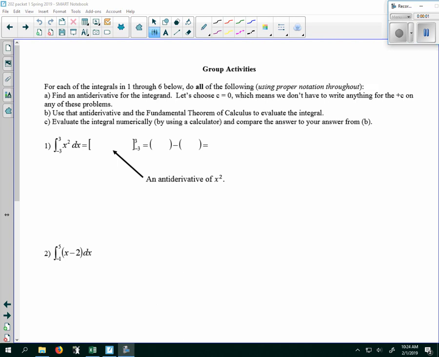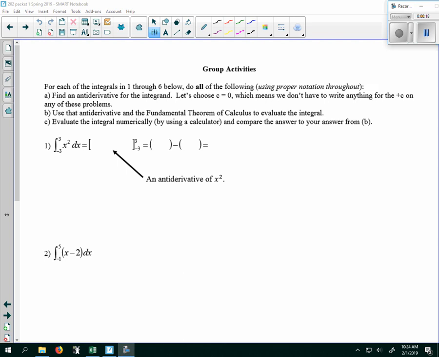For each of these integrals, we are going to find an antiderivative. We're going to choose the plus c to be 0, and then use the fundamental theorem of calculus to evaluate the integral. And then we're going to evaluate numerically using a calculator to make sure we got it right.